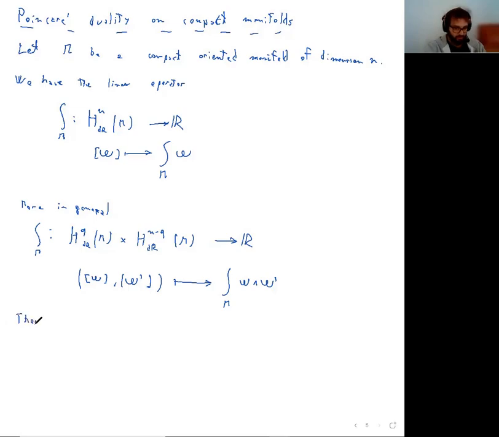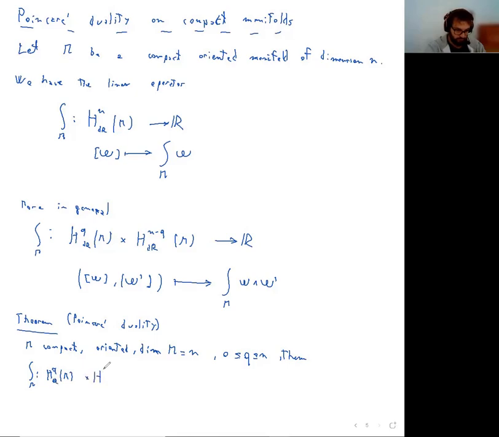And the theorem, which is the Poincaré duality, which we will not prove, is that if M is, again, compact, oriented, of dimension n, and if you take q between 0 and n, then this map, this integral map, is a non-degenerate bilinear form.